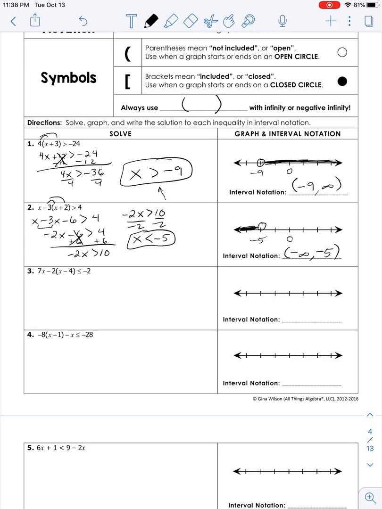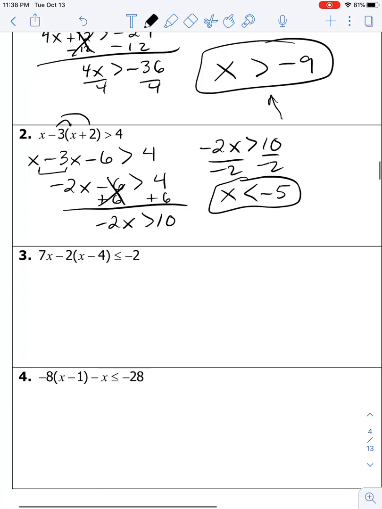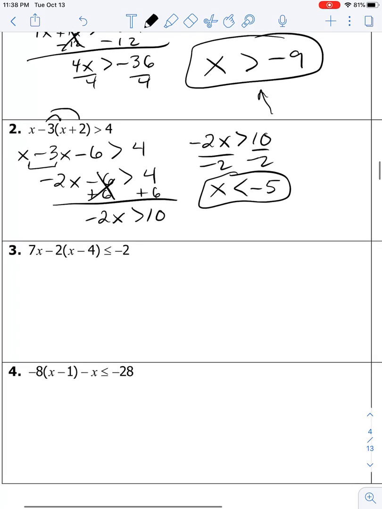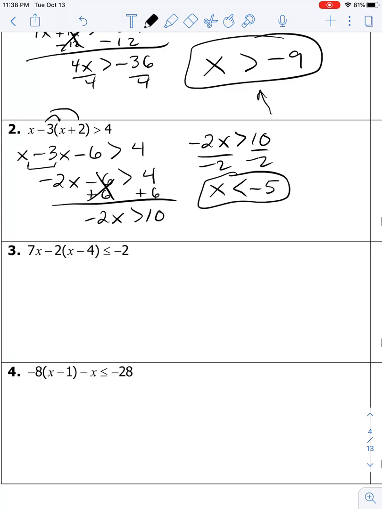All right, number 3. Okay, on number 3. So we've got this problem. We've got a negative 2 right next to the parentheses. So you know what that means. Drop down the 7x, and we're going to distribute the negative 2. So negative 2 times x is negative 2x. Negative 2 times negative 4 is positive 8. Drop down your less than or equal to. Drop down your negative 2.